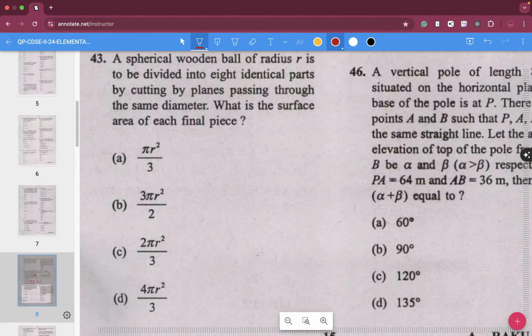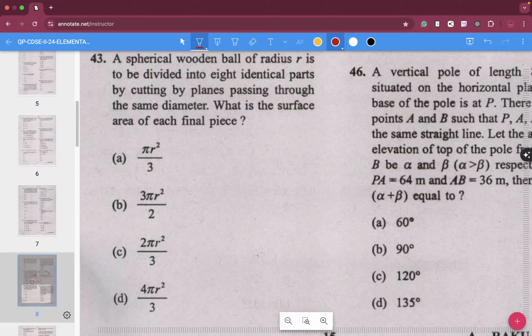Yeah, this one, question number 43. This is a very interesting question, folks. A spherical wooden ball of radius r is to be divided into 8 equal identical parts.